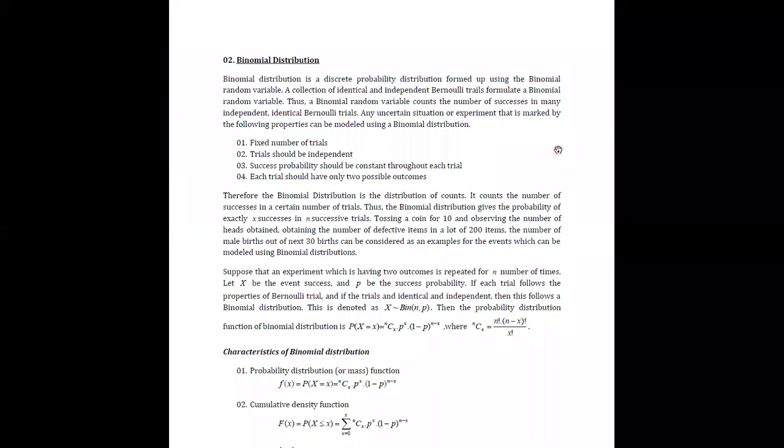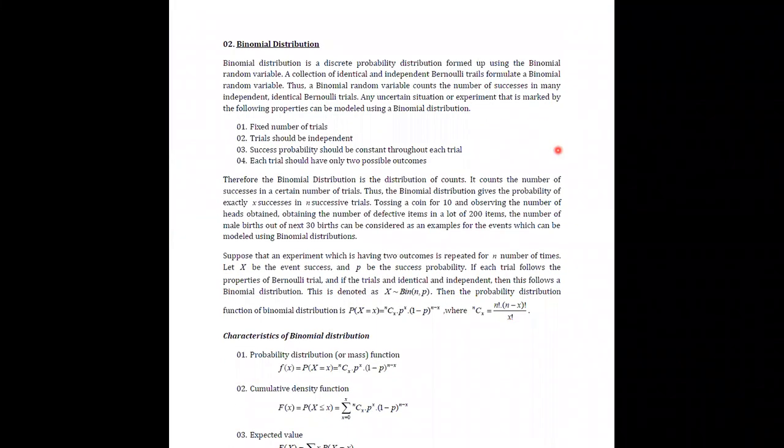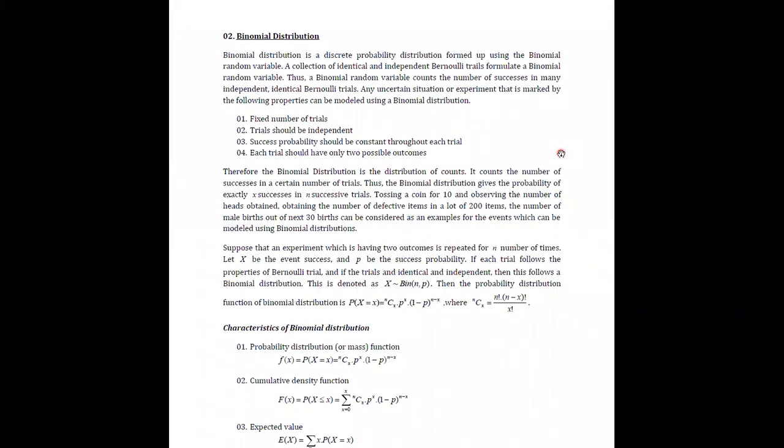Now we will move to the first probability distribution. Here we will discuss the binomial distribution. The binomial distribution is a discrete probability distribution. This is what we can say as a discrete probability distribution, because it is based on the discrete random variable that this binomial probability distribution is made up of.